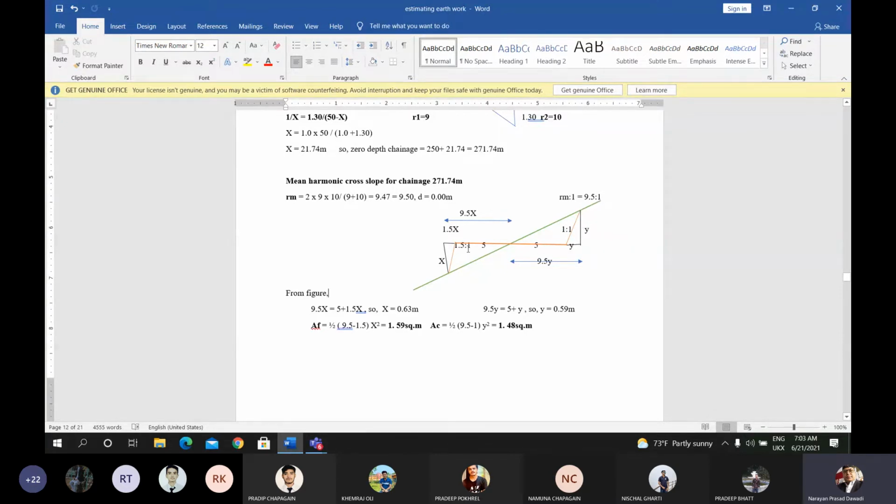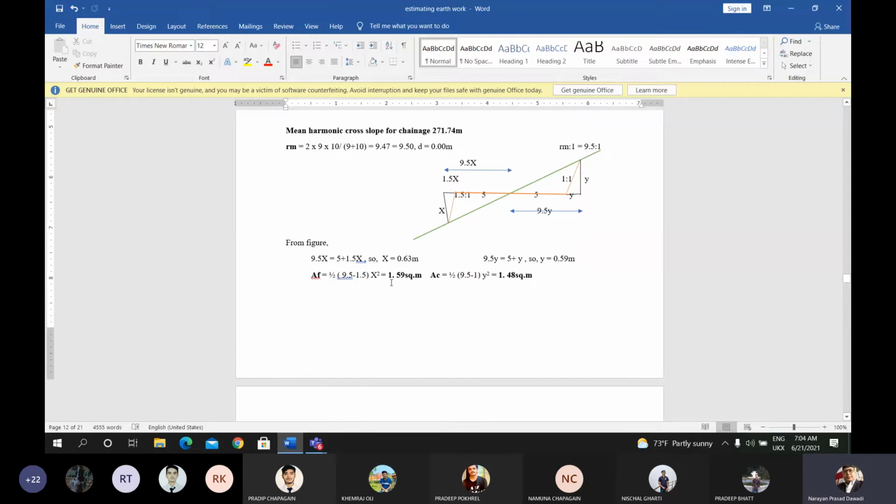For the filling slope of 1.5:1, this value will be 1.5X. So 9.5X will be 1.5X plus 5. And 9.5Y is equal to Y plus 5. Okay, you will get the value of X and Y using these two equations. After finding the value of X and Y, area of the filling will be area of the bigger triangle minus area of the small triangle of the filling section. Area of cutting will be area of the bigger triangle minus area of the small triangle of the cutting section. You will get the area of filling as 1.59 square meter and the area of cutting as 1.48 square meter.